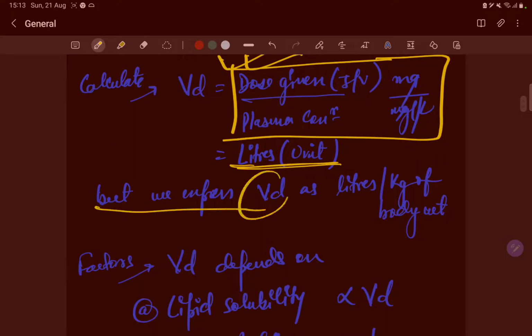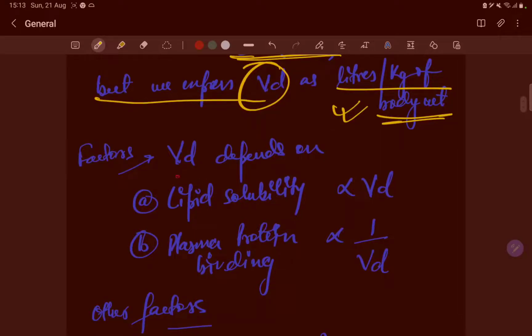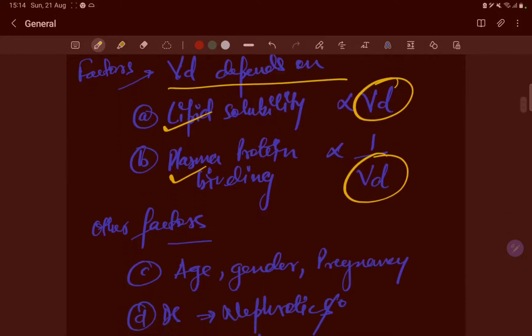We express volume of distribution as liters per kg of body weight. Volume of distribution depends on the lipid solubility and the plasma protein binding. Lipid solubility is directly proportional: the more lipid soluble the drug, the higher the volume of distribution. If plasma protein binding is higher, the volume of distribution will be lower. So these are very important things to understand.